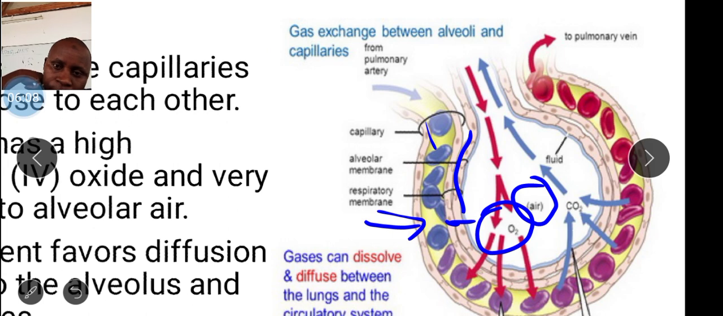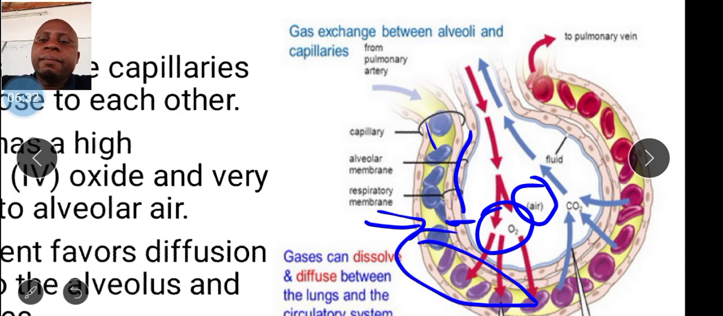Good. Now, what have we learned about gaseous exchange? We have said gaseous exchange in the alveolus occurs due to existence of a concentration gradient. Okay, that is, in the lungs there is a higher oxygen concentration than in the blood.